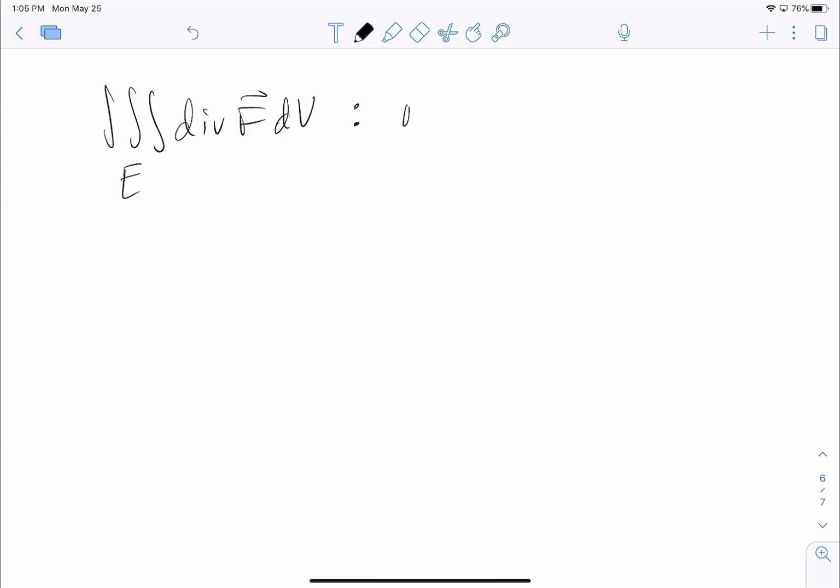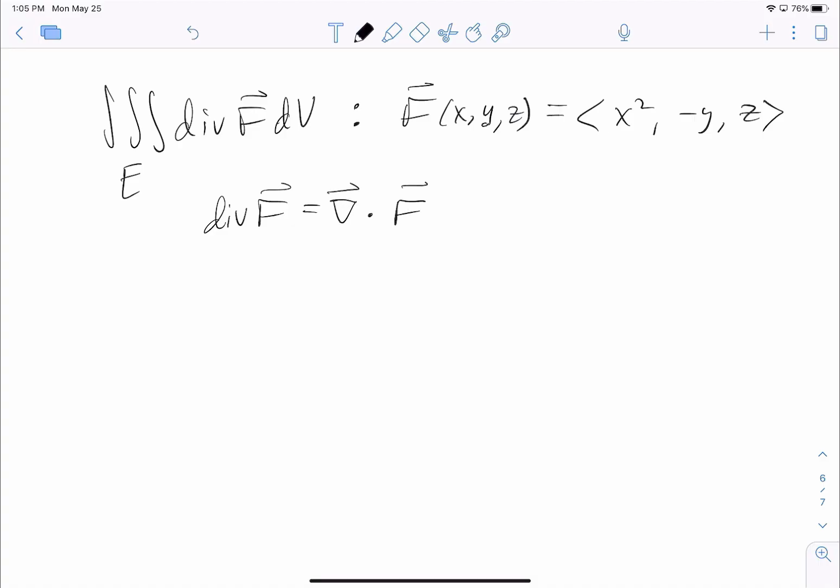Now for this, let's remind ourselves of what f is. It's x squared, negative y, z, and of what the divergence of f is, which is del dot f. Remember, del is a vector that has partial derivatives that acts on the components of f. And so the result is not a vector. I just wrote a vector.